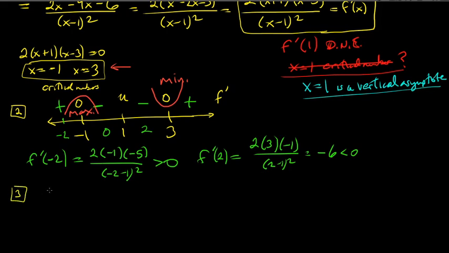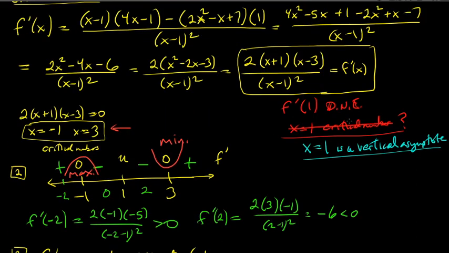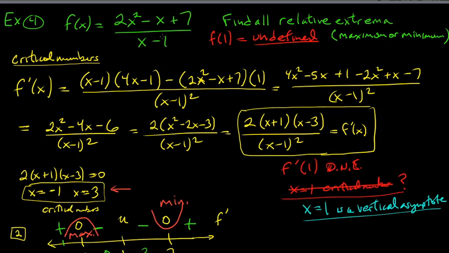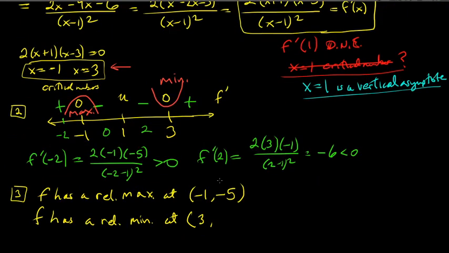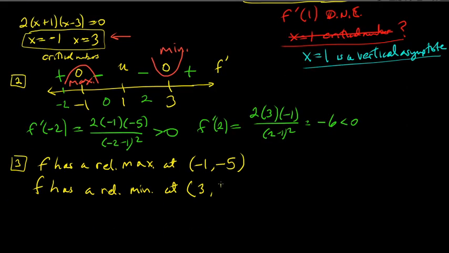So again, we'll say that f has a relative maximum at x equals negative 1. Oh, and what's y going to be? Plug it back into the original function, and I think you'll get negative 5 for the y-coordinate. Likewise, f has a relative minimum at 3. I think we get 11 here. Yep. Okay, and that's it. Again, one of each.